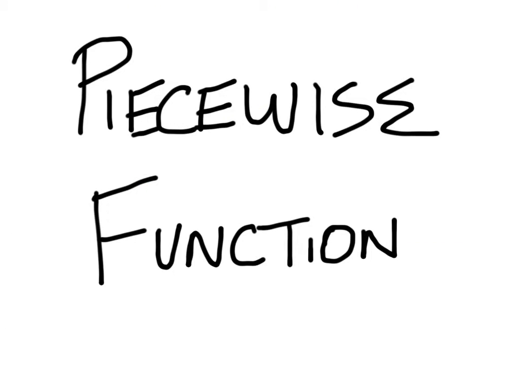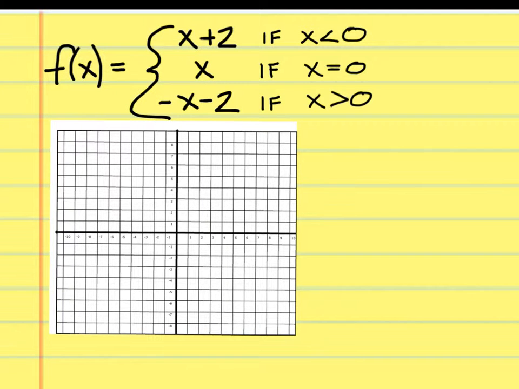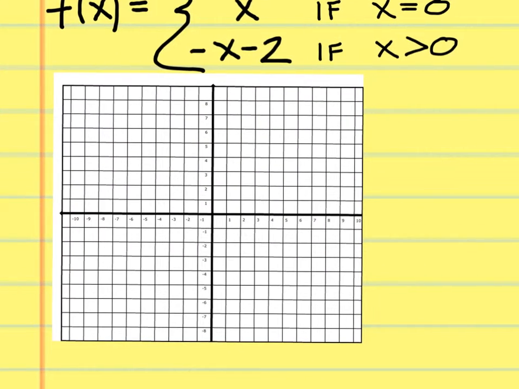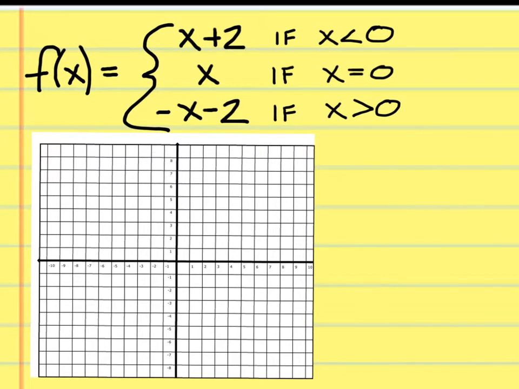Piecewise functions, you're generally going to have 3 different things you have to graph. Here's an example. You have f of x equals x plus 2 if x is less than 0, and then f of x equals x if x is 0, and then f of x equals -x minus 2 if x is greater than 0. Section off your graph, and you don't always have to draw this, but we'll do it in red. So you have 3 different items here, and we're looking at this part first.